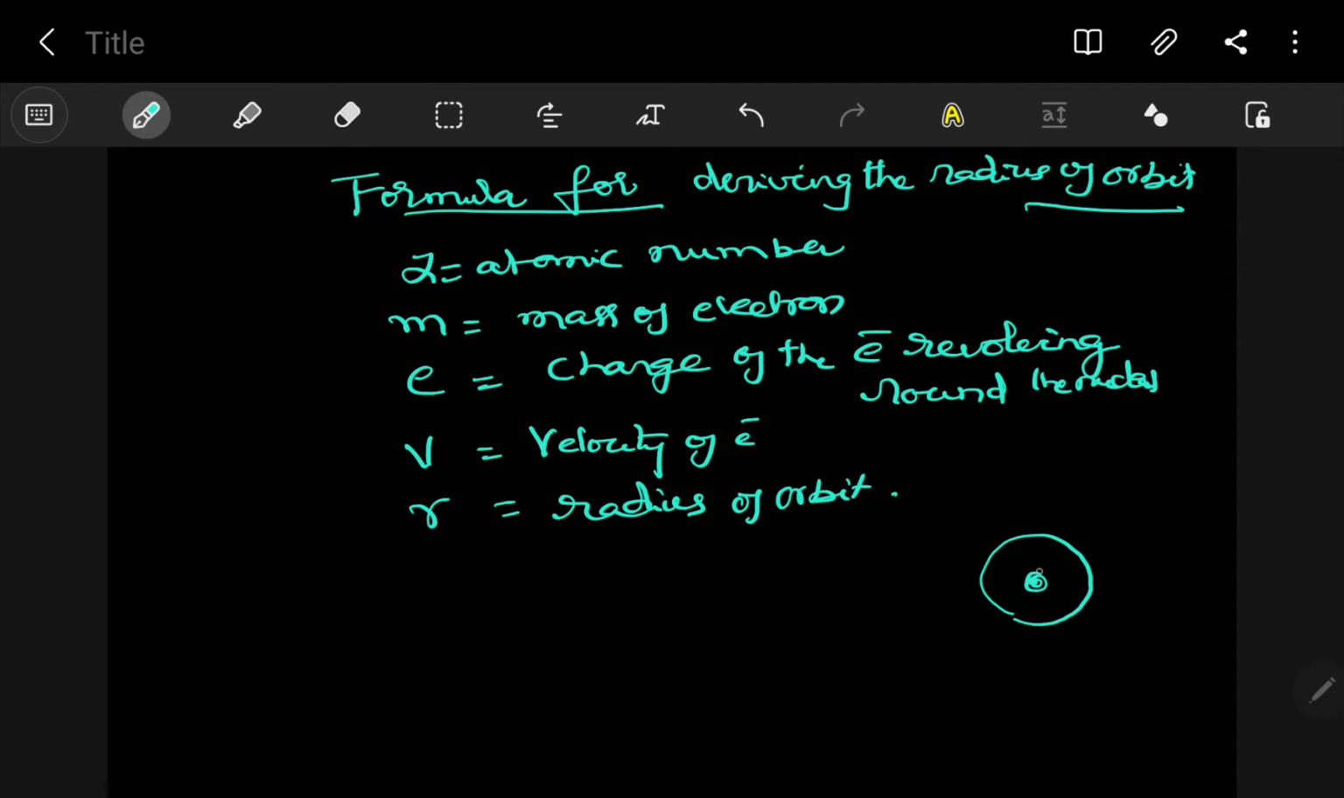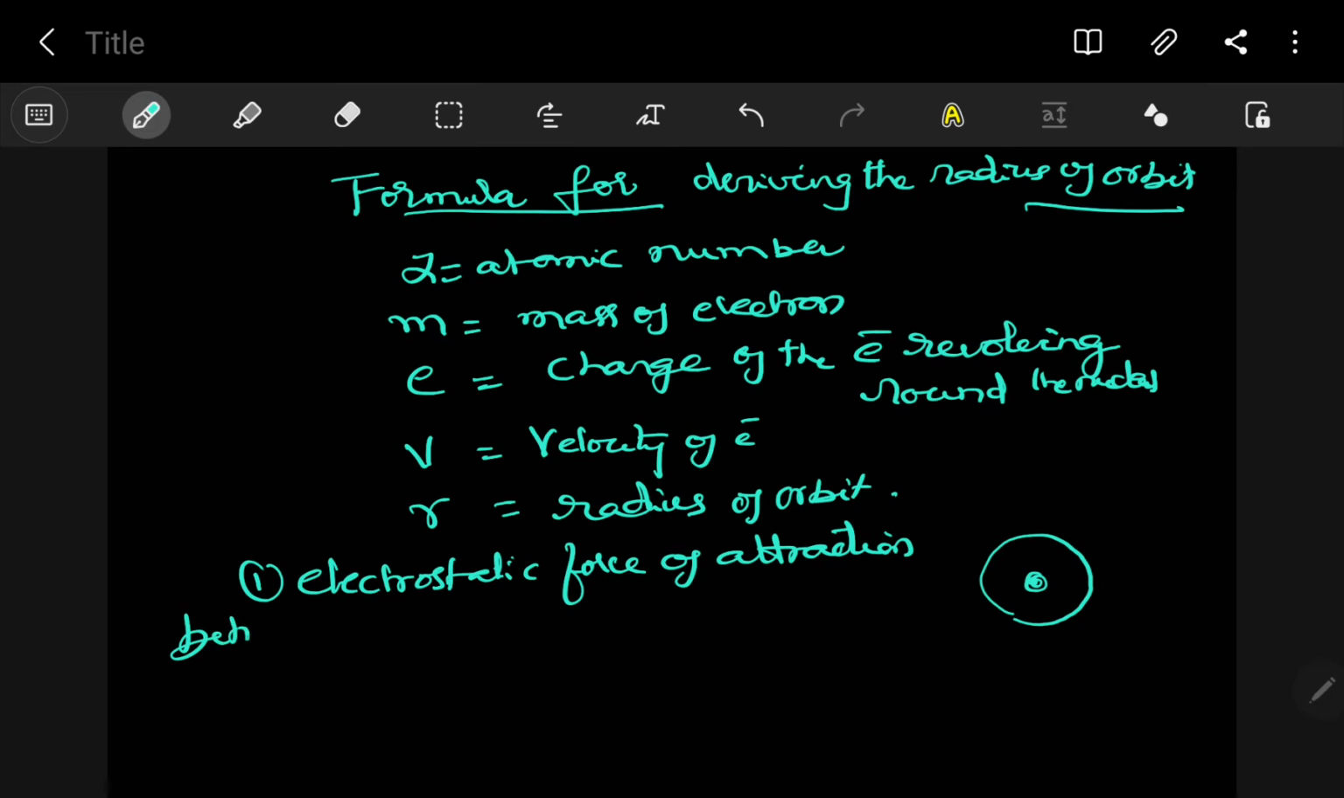We know when the electron is revolving around the nucleus, it experiences two forces. One is the electrostatic force of attraction between the moving electron and the nucleus.